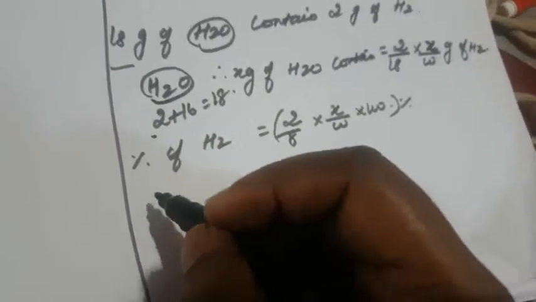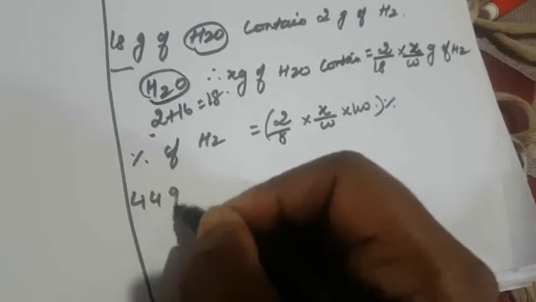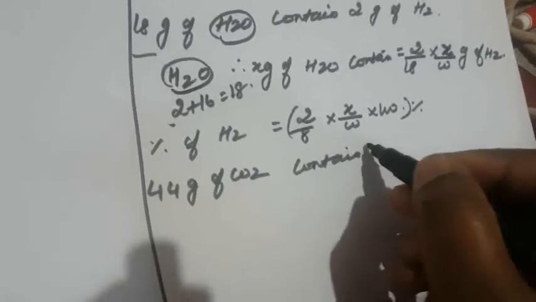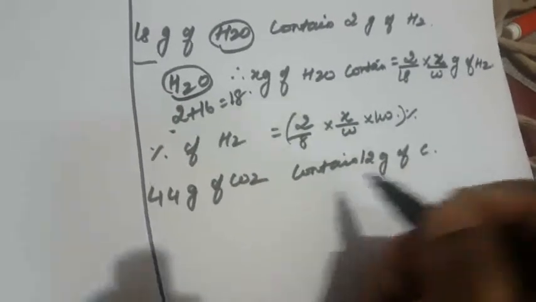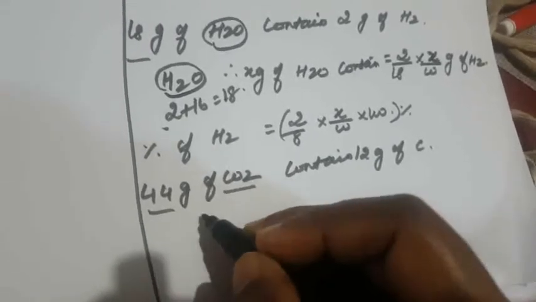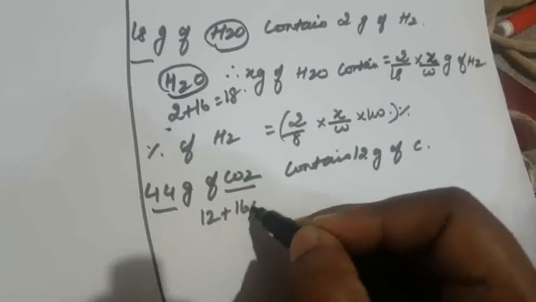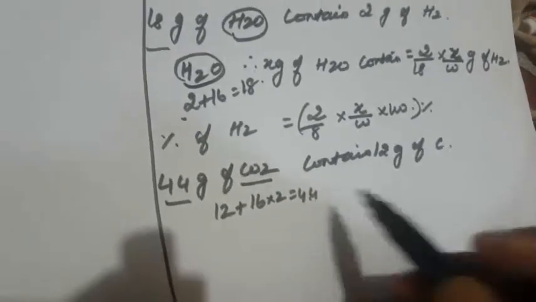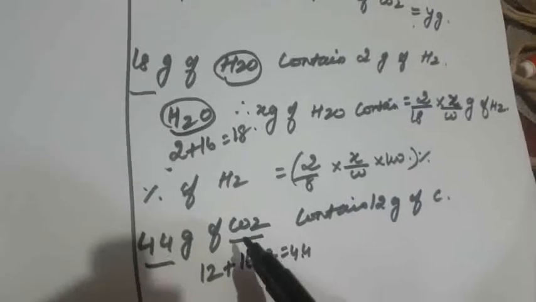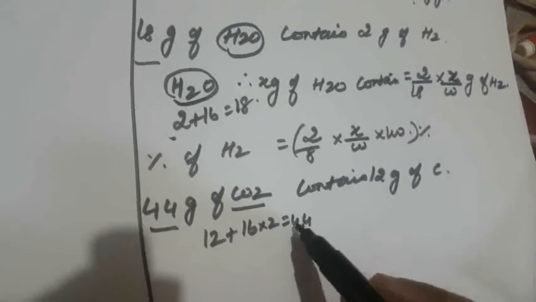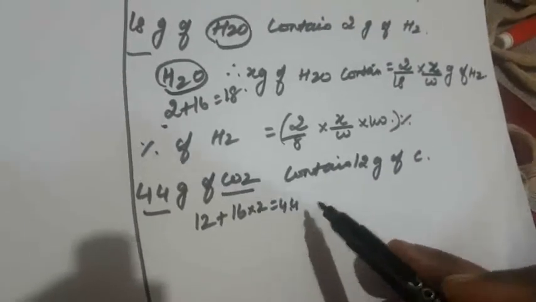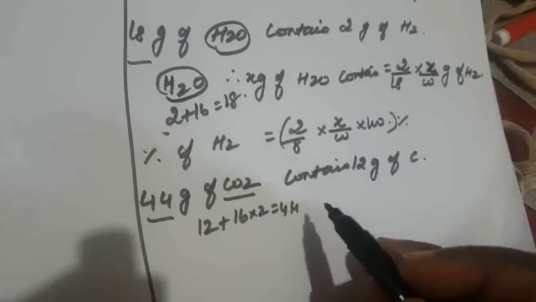Second one. 44 gram of carbon dioxide contains 12 gram of carbon. What is the meaning of the total weight of carbon dioxide? Carbon 12, oxygen 16 into 2, so that is 44. The total weight of carbon dioxide is 44, and it contains one carbon, that is 12 gram of carbon. That is the reason we can write like this.